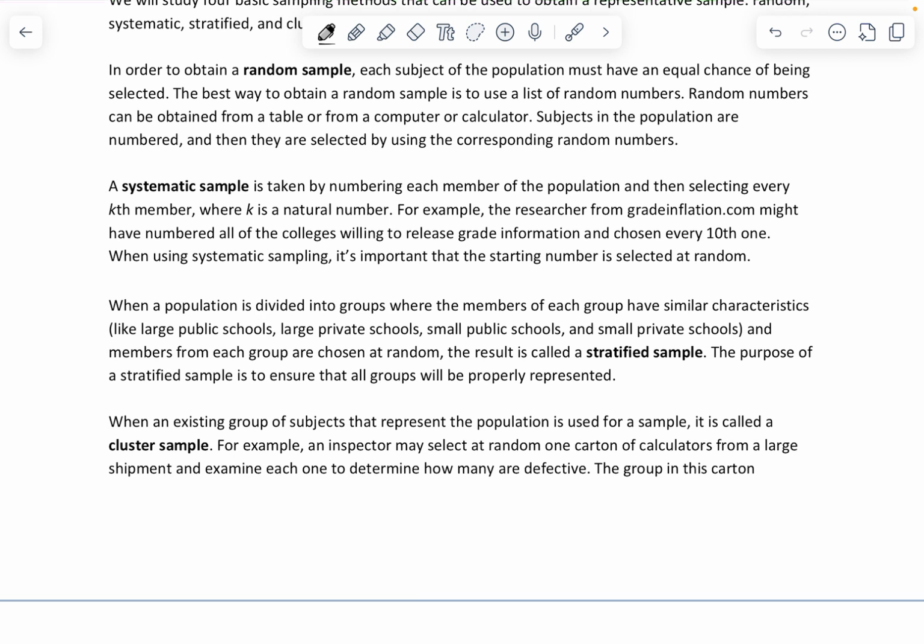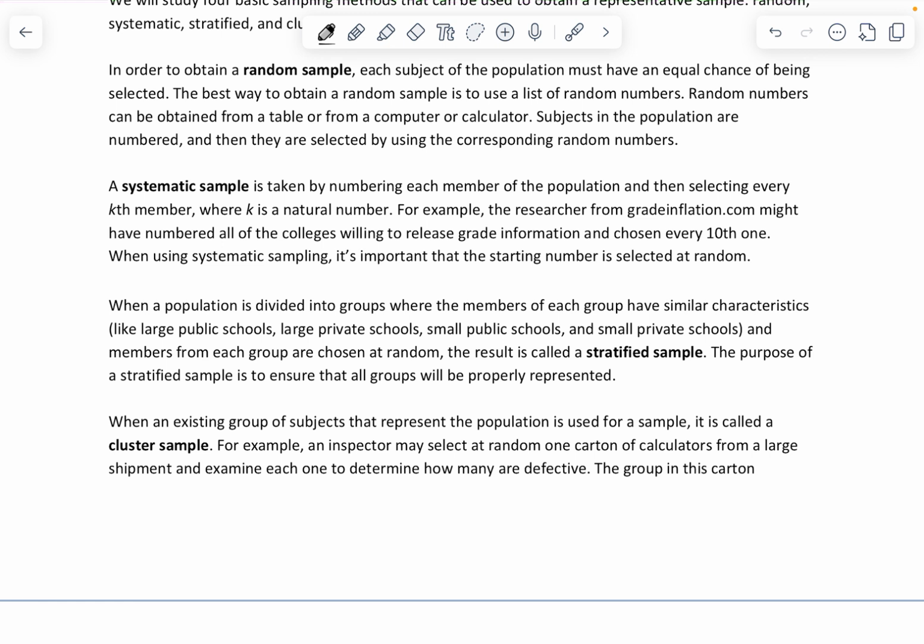A systematic sample is taken by numbering each member of the population and then selecting every kth member, where k is a natural number. For example, the researcher from gradeinflation.com might have numbered all of the colleges willing to release grade information and chosen every 10th one. When using systematic sampling, it's important that the starting number is selected at random.